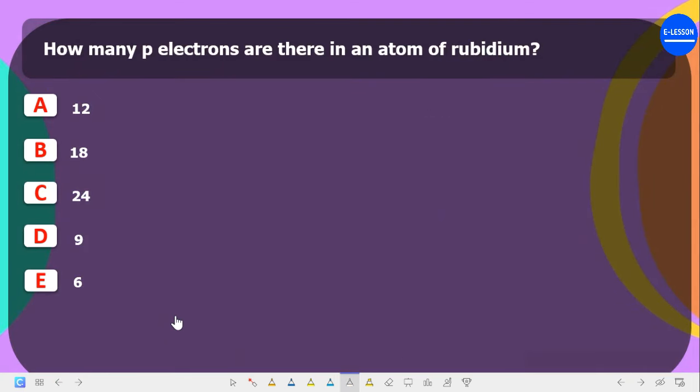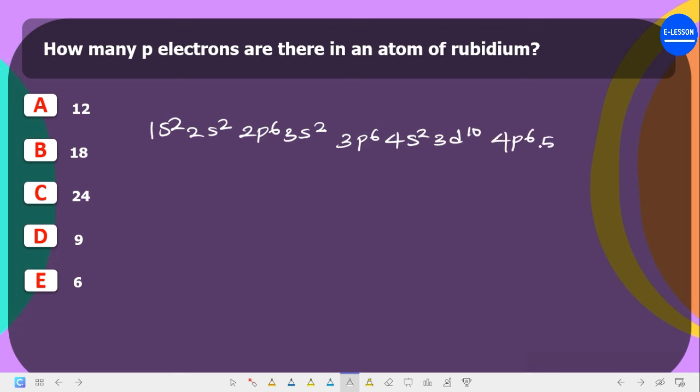Now, what do you think will be the electronic configuration for rubidium? Rubidium has the following electronic configuration. You have 1s2, 2s2, 2p6, 3s2, 3p6, 4s2, 3d10, 4p6, and then 5s1. This is the electronic configuration because rubidium is 37.